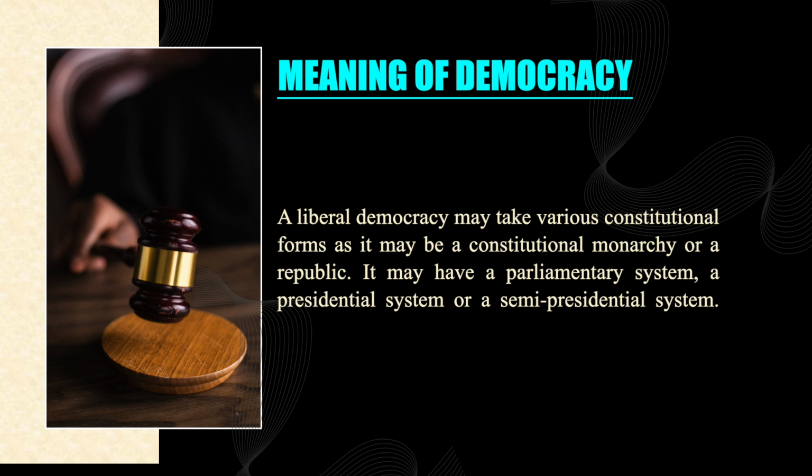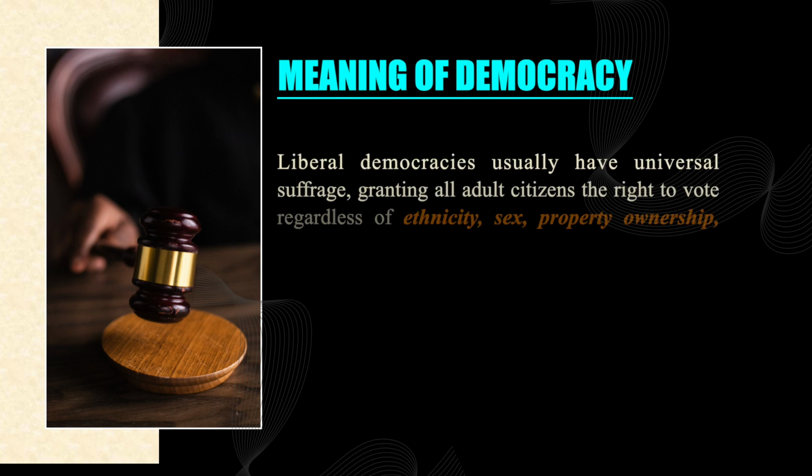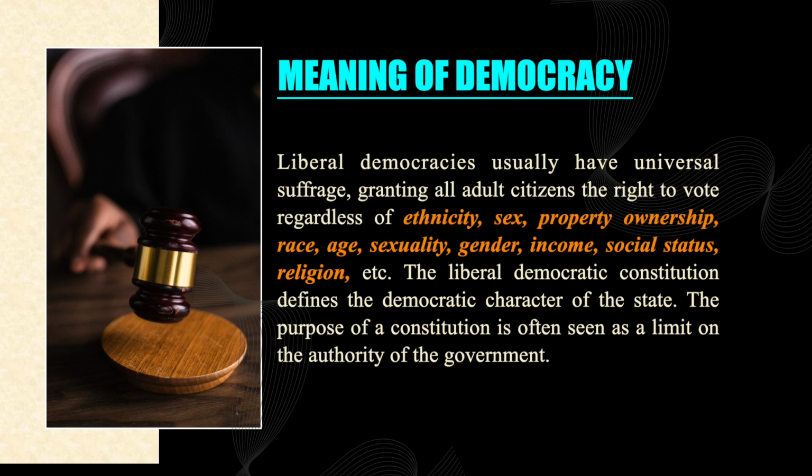It may have a parliamentary system, a presidential system or a semi-presidential system. Liberal democracies usually have universal suffrage, granting all adult citizens the right to vote regardless of ethnicity, sex, property ownership, race, age, sexuality, gender, income, social status, religions, etc.